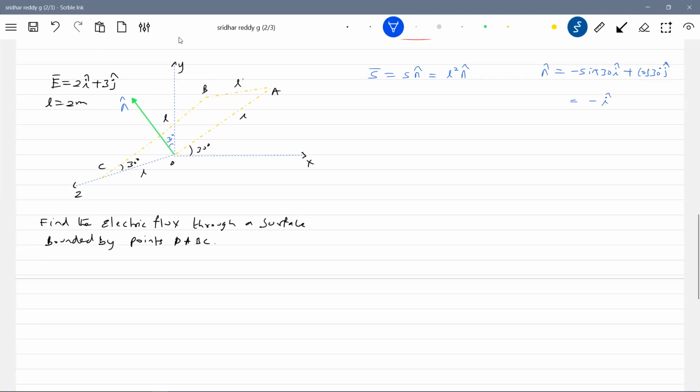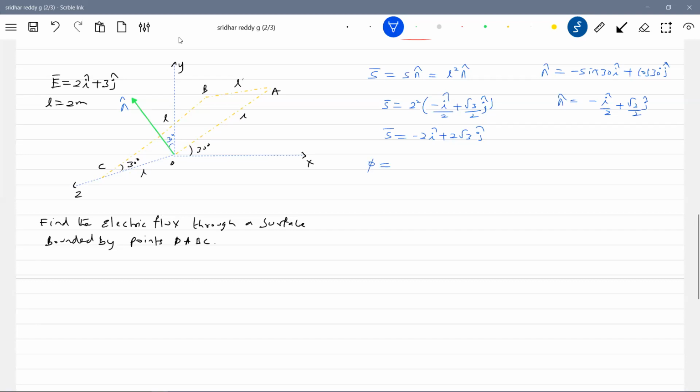I'll do one more step, I'll write it. What is the magnitude? Magnitude will come 1, no? Yeah, fine. Okay, this is the thing. So what is S bar? S bar is what we have defined. L square, this will become L square into minus I cap by 2 plus root 3 by 2 j cap. So this will become minus 2 I cap plus 2 root 3 j cap.